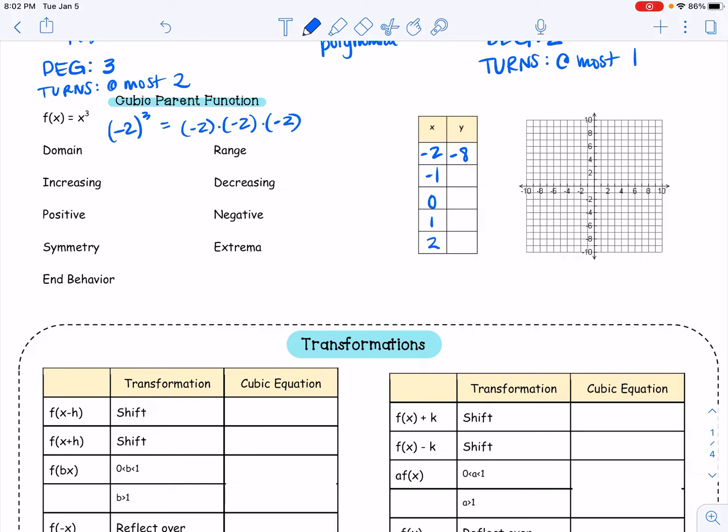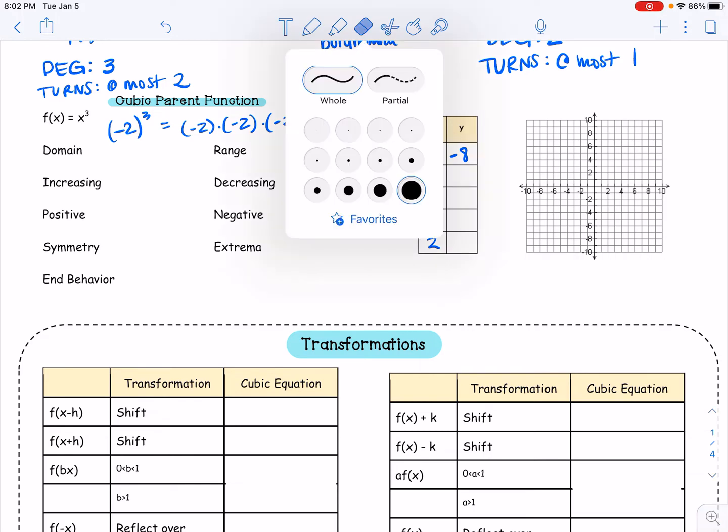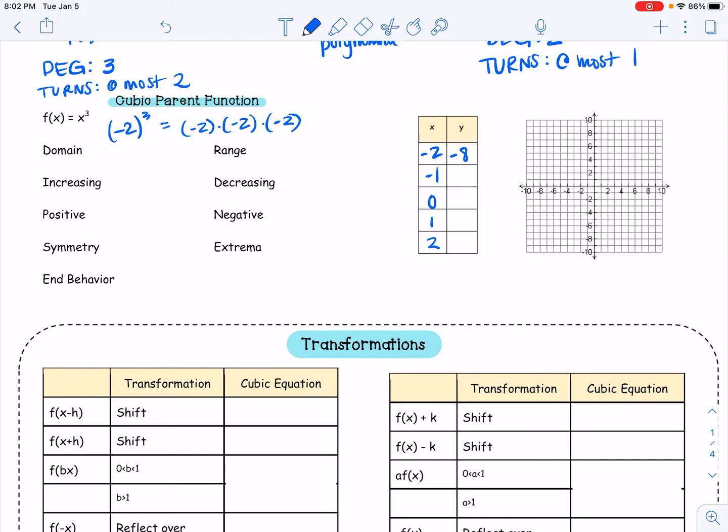If I change that value of x to -1, then negative 1 times negative 1 times negative 1 is negative 1. If I plug in 0, that's going to give me 0. If I plug in 1, that's going to give me 1. If I plug in positive 2, that's going to give me a positive 8. So I'm going to go ahead and now plot these 5 ordered pairs. Negative 2, negative 8.